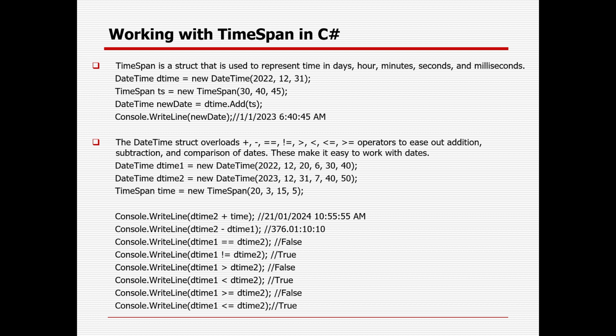And there are different kinds of operators available. You can check whether two dates are equal, not equal, greater, less, all this stuff. And you can also get the difference of two dates: how many years, days, or minutes, hours, seconds, etc. difference there is.